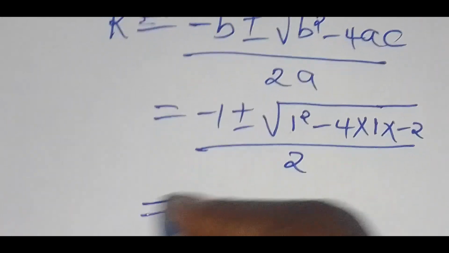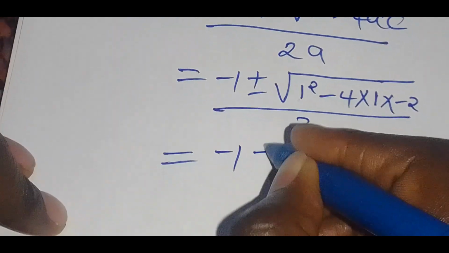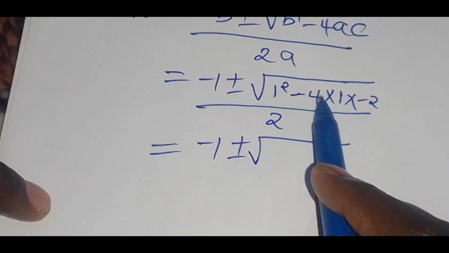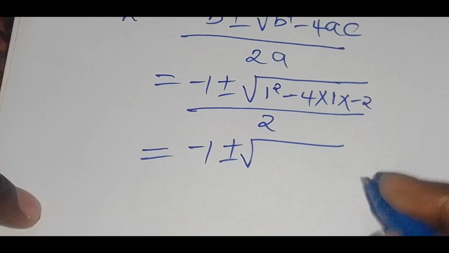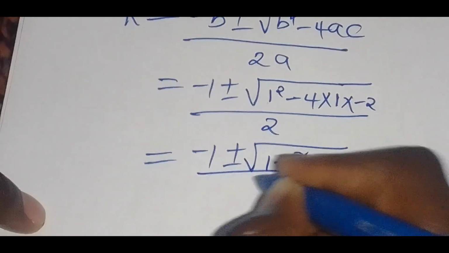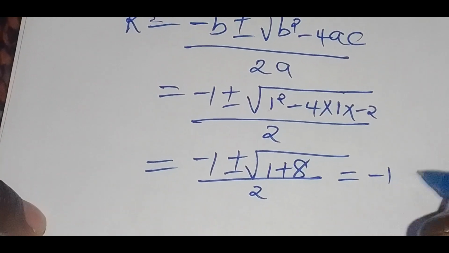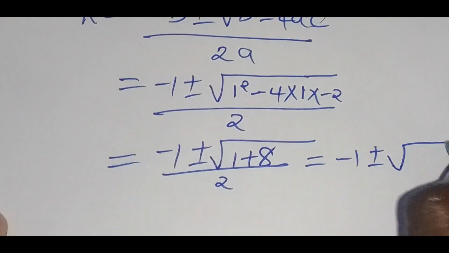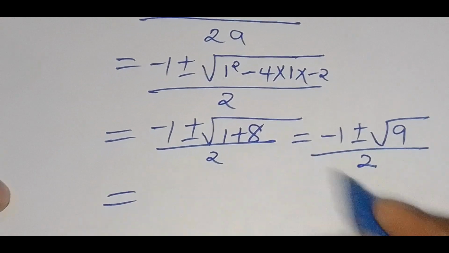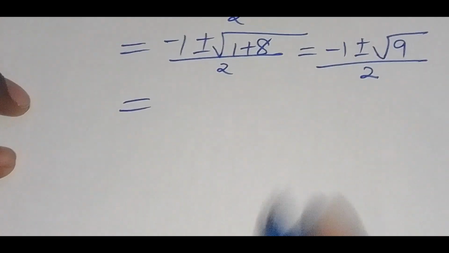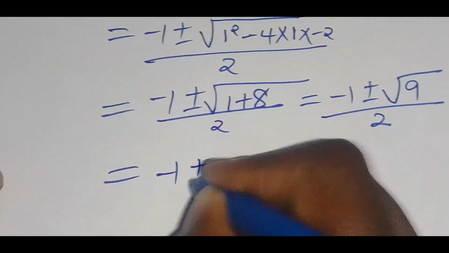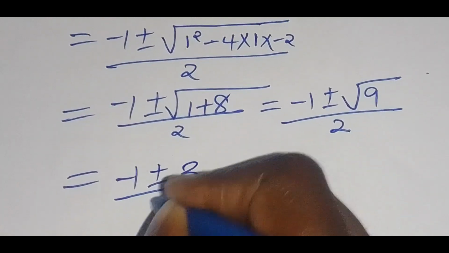Okay, so this is going to give us minus 1 plus or minus the square root of, remember this is minus 4 times minus 2, that is 8. So we'll have 1 plus 8, divide everything by 2. So this is minus 1 plus or minus the square root of 9 divided by 2. Okay, so this will give us minus 1. The square root of 9 is equal to 3, so plus or minus 3 divided by 2.